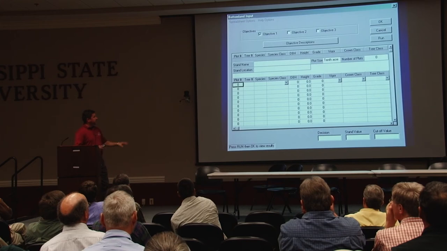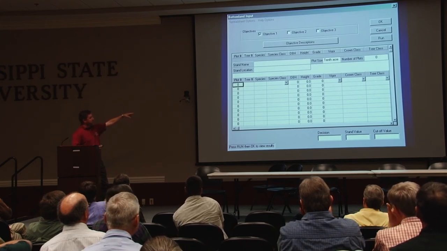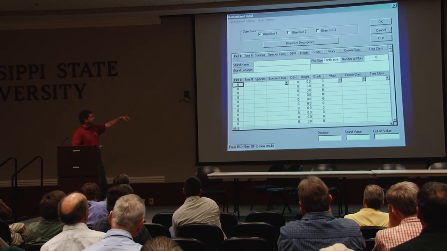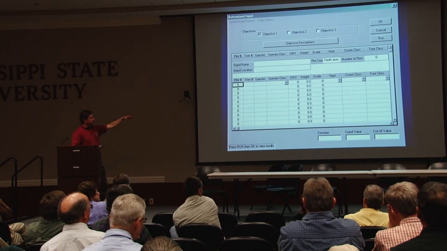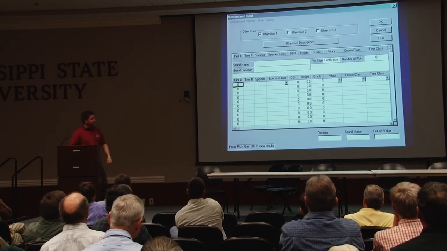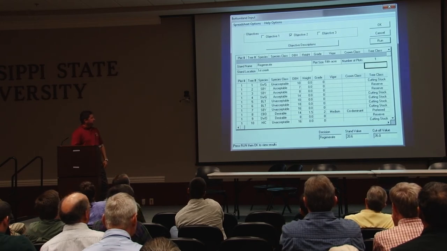But essentially, you're going to choose your objectives up top. You're going to put in your plot size and your number of plots. You can really put in about 40 plots at a time in here. You can have a stand name, and you can see the variables that I went through earlier that the model uses. We're going to skip ahead here and look at some real data.